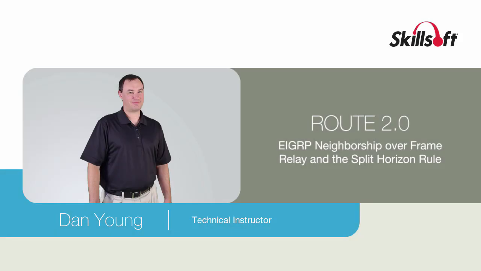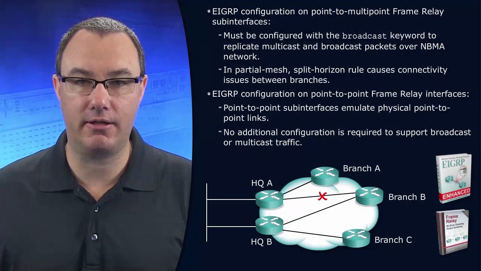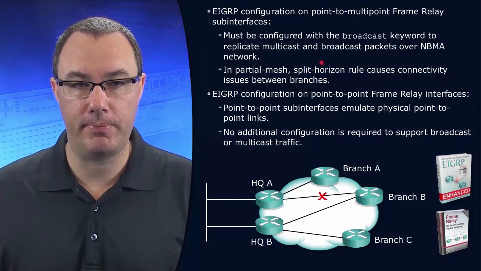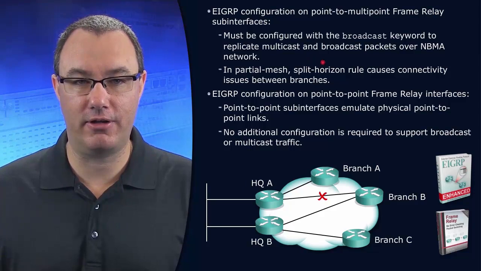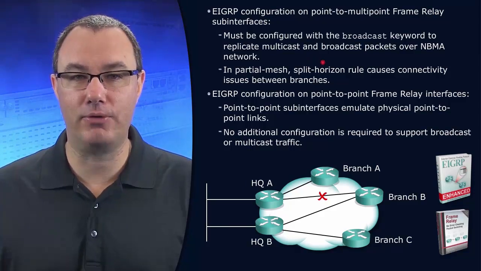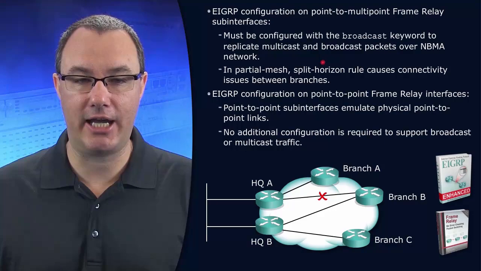How do we classify EIGRP? Well, we classify it as an advanced distance vector protocol, a hybrid routing protocol. But being related to distance vector means we are affected by the split horizon rule. Now, what does the split horizon rule say? It says do not advertise updates back out the same interface that they came in on.